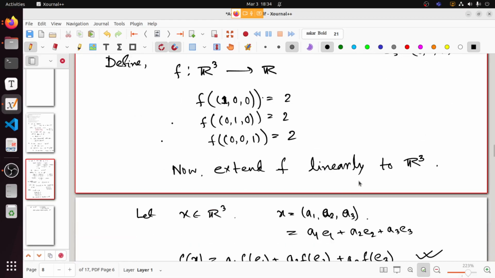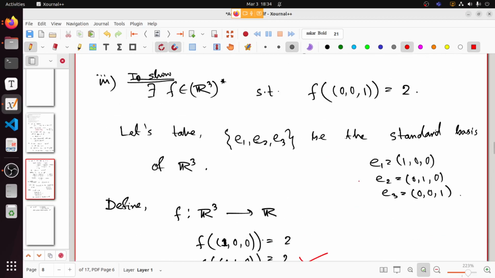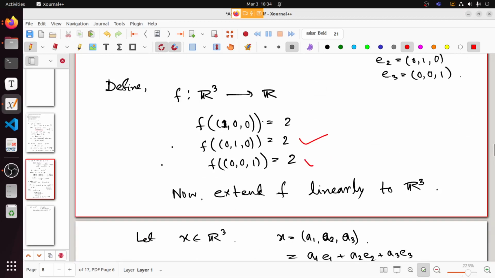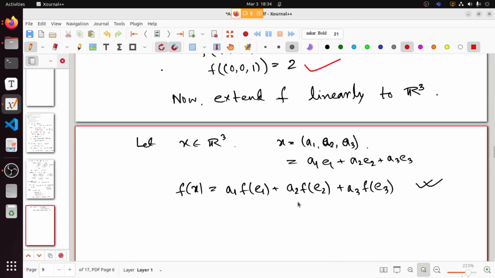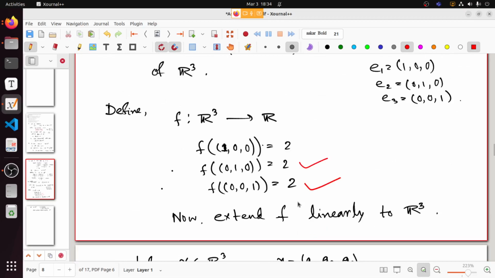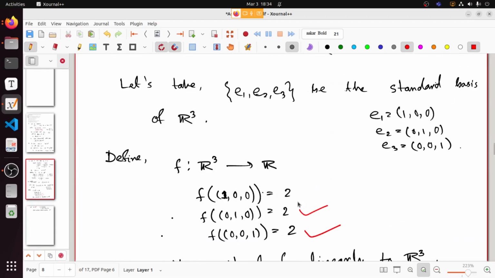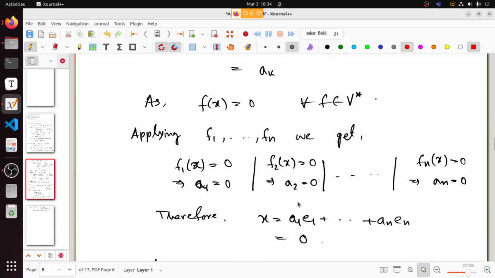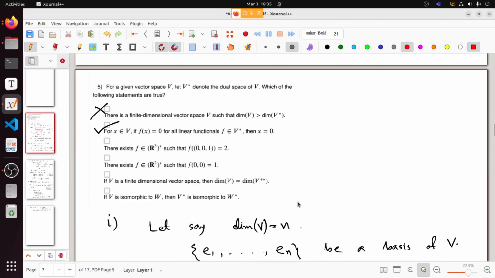Now you can also see that f takes the value 2 on (0, 0, 1), right? And this is linear, because this is by the way we defined the function. So we get a linear function on R3 which satisfies the condition f of (0, 0, 1) equals 2. So option number 3 is also correct, right?